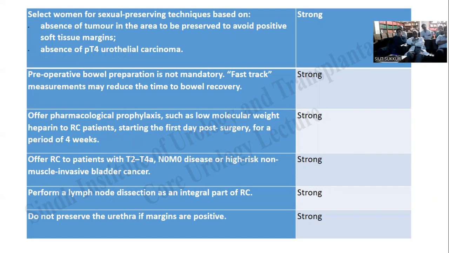Offer pharmacological prophylaxis such as low molecular weight heparin to radical cystectomy patients, starting the first day post-surgery for a period of 4 weeks. Offer radical cystectomy to patients with T2 to T4a non-metastatic disease or high-risk non-muscle invasive bladder cancer. It has strong strength. Perform lymph node dissection as an integral part of radical cystectomy. Do not preserve the urethra if margins are positive.